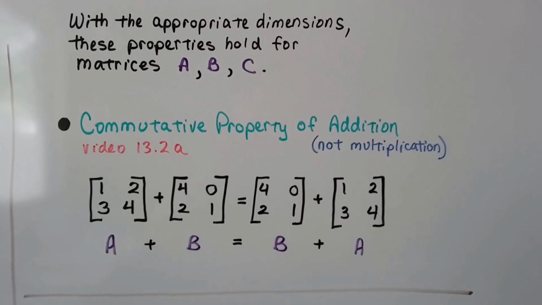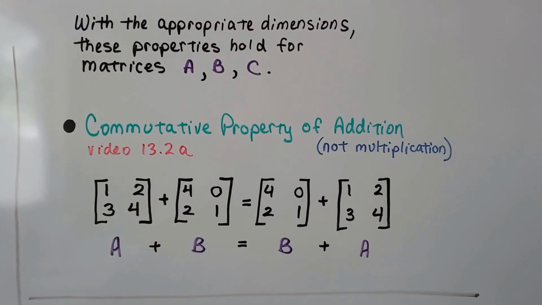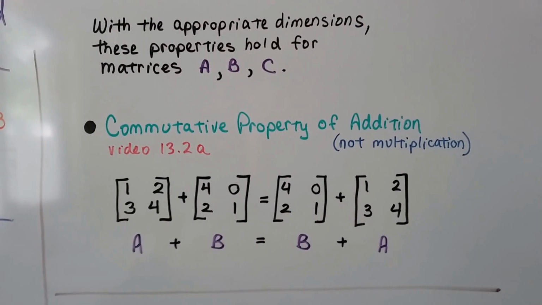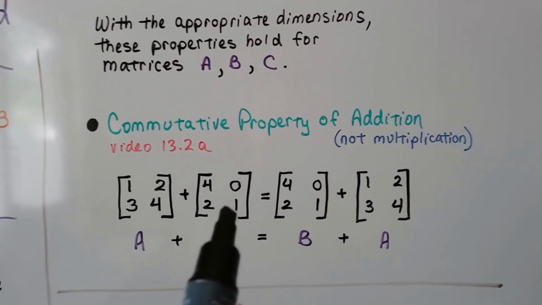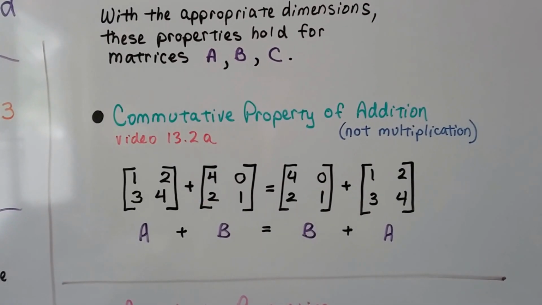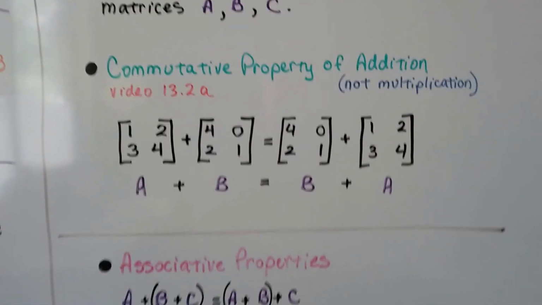And the commutative property of addition. Now it's not multiplication, because it doesn't work for the commutative property of multiplication. But for addition it does. We can have matrix A and matrix B and add them together and we'll get the same thing as if we added B plus A. Doesn't matter the order, it's commutative.